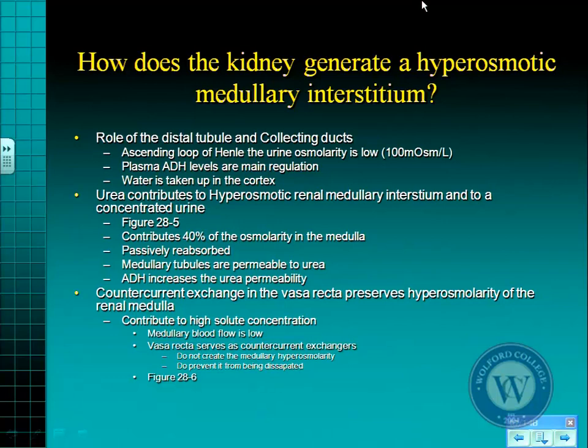The countercurrent exchange in the vasa recta preserves the hyperosmolarity of the renal medulla. Without it, in other words, if you kill the blood supply to the renal medulla by impeding the vasa recta vessels, the countercurrent system will basically look like a loop diuretic hit it. So it's not a good thing.